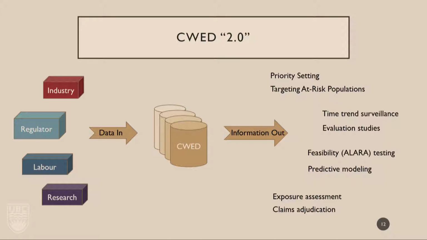And beyond simply research, which is largely what it's been used for so far, we can imagine lots of different uses for this exposure data. At the policymaker and government level: priority setting, targeting at-risk populations, and thinking about multiple exposures, where they occur and what exposures are occurring in those workplaces. Time trend surveillance: what's happening to exposure levels over time? What's happening when we have interventions, so evaluation studies? What are key turning points in exposure level changes?